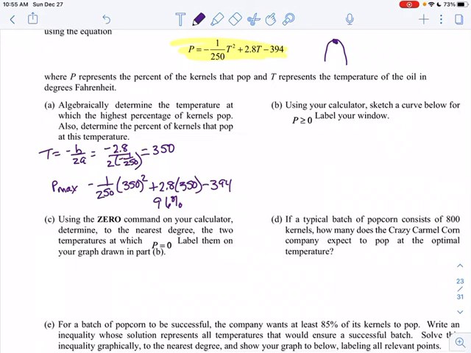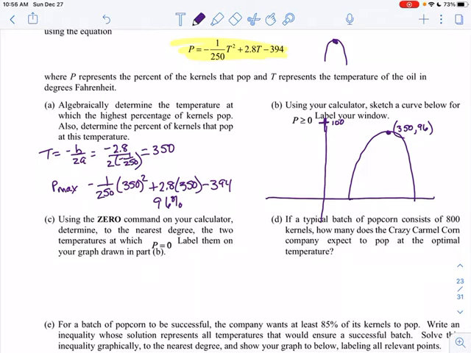So using your calculator, sketch a curve below for when P is greater than or equal to 0. Label your window. All right, so we're going to have to talk about the window, but basically we know what the curve looks like. When the temperature of the oil is 0, nothing's happening at all. So this is going to be over here somewhere. And P represents the percent of kernels that pop. We just found out that that turning point right here was 350, 96. So when the oil is at 350 degrees, 96% of the kernels pop. So this right here is 100, because it's not going to be greater than 100%.